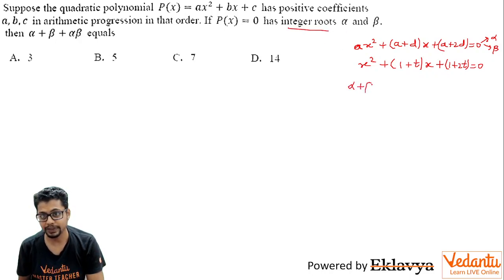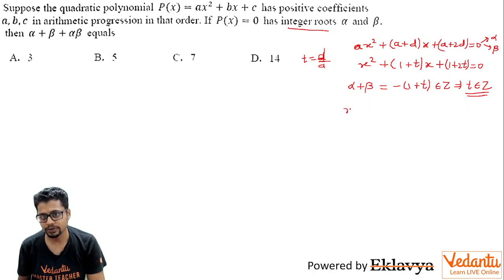So alpha plus beta will also be an integer, which is minus (1 plus t), would be an integer. That means t is an integer, where t is essentially, as you might have already guessed, d by a. So here t is d by a, common difference divided by the first term of this AP, a, b, c.